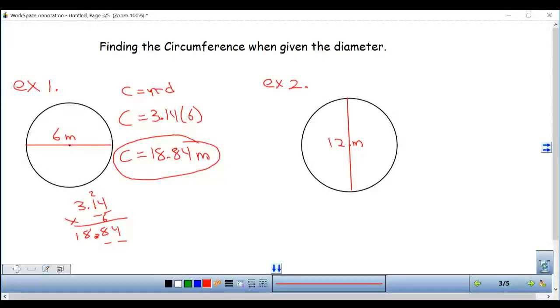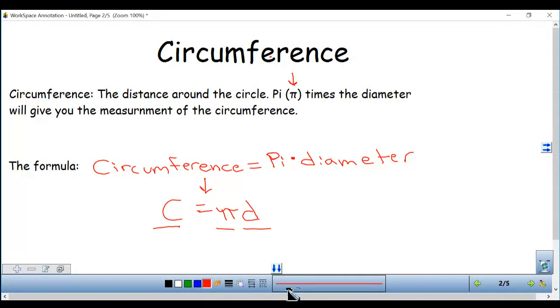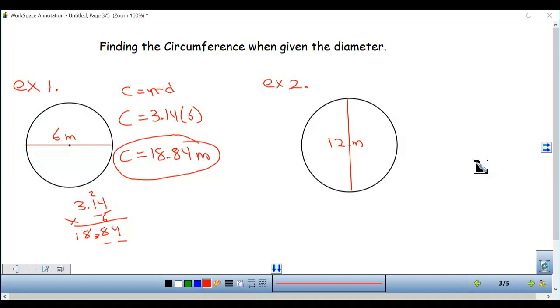Oh, I did mean to mention one thing. There is another formula for circumference, but I want to stick to this one because the other one looks too similar to something else, and I don't want you to get all confused. So we will be using C equals pi times diameter.